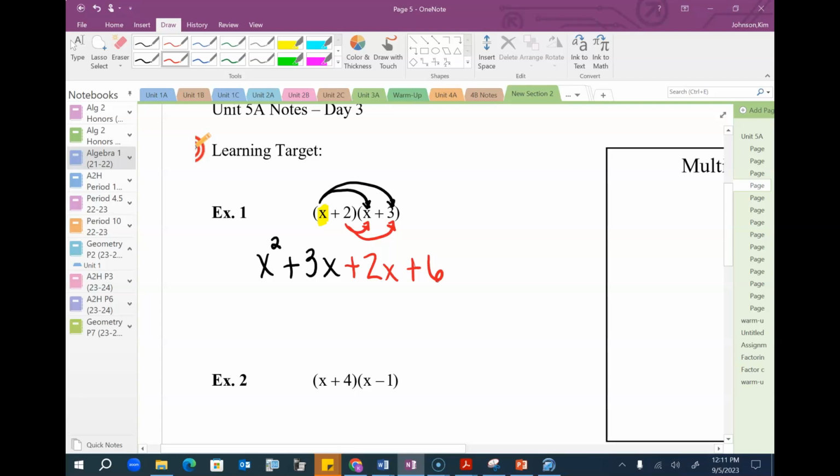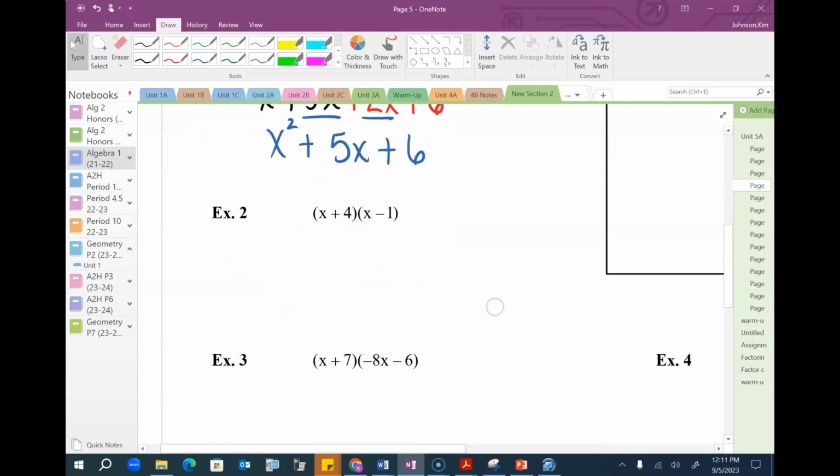Last but not least, after I've finished distributing both terms in the first parentheses to all the terms in the second parentheses, we're going to go ahead and combine like terms. So the terms that I see that are like are the 3x and the 2x. When I add 3x plus 2x, I get 5x. So I'm going to just bring down the x squared. In the middle is the plus 5x, and on the end is plus 6.